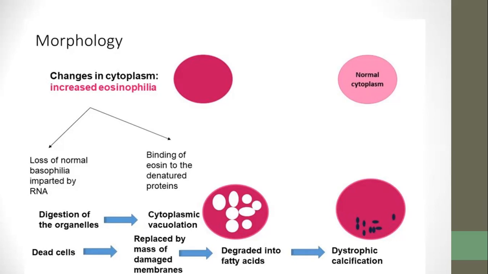The dead cells later on are replaced by masses of damaged membranes. Then they are degraded into fatty acids because the membrane is made up of phospholipids. So when this is degraded, it turns into fatty acids, and later on the dead cell is calcified.